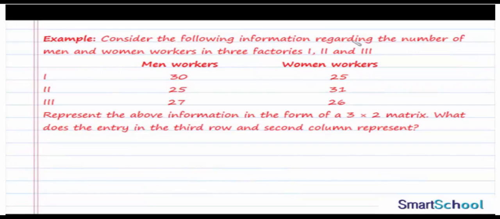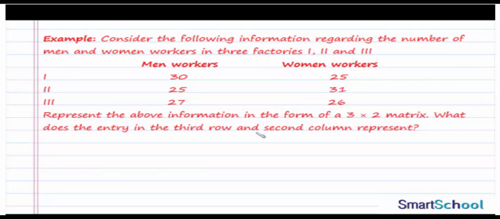Let us do our example. Consider the following information regarding the number of men and women workers in 3 factories 1, 2 and 3. In factory 1 there are 30 men workers and 25 women workers. In factory 2 we have 25 and 31. In factory 3 we have 27 and 26. Represent the above information in the form of a 3 by 2 matrix. What does the entry in the 3rd row and the 2nd column represent?